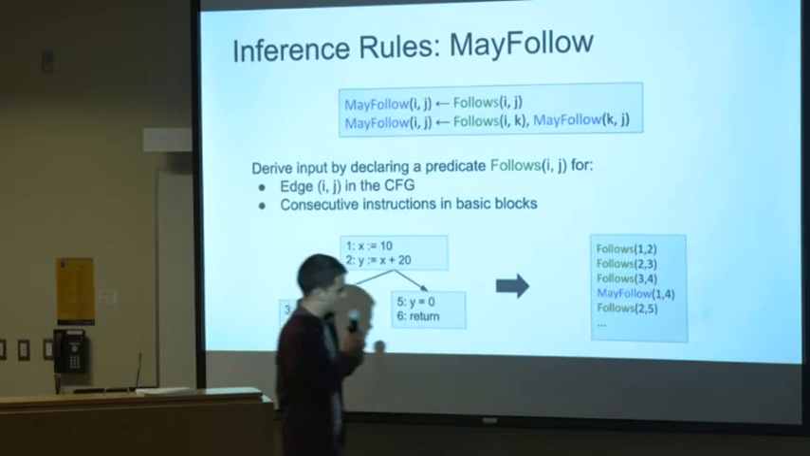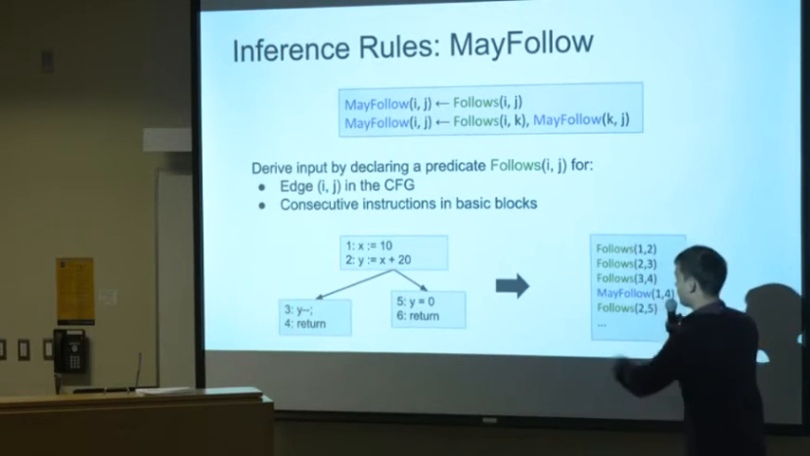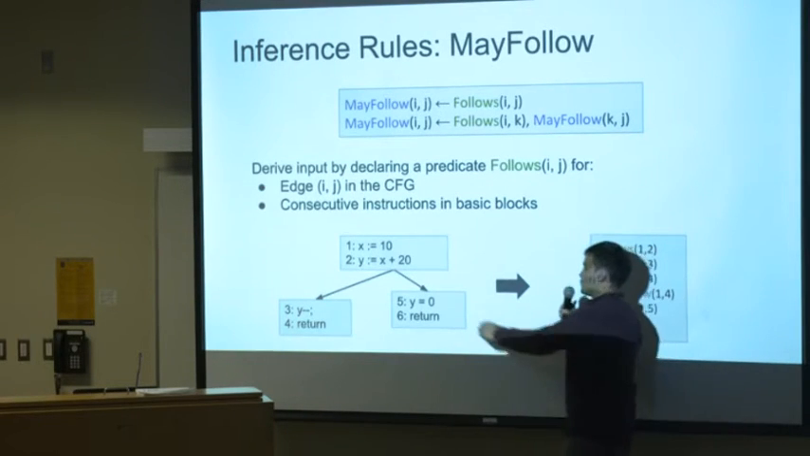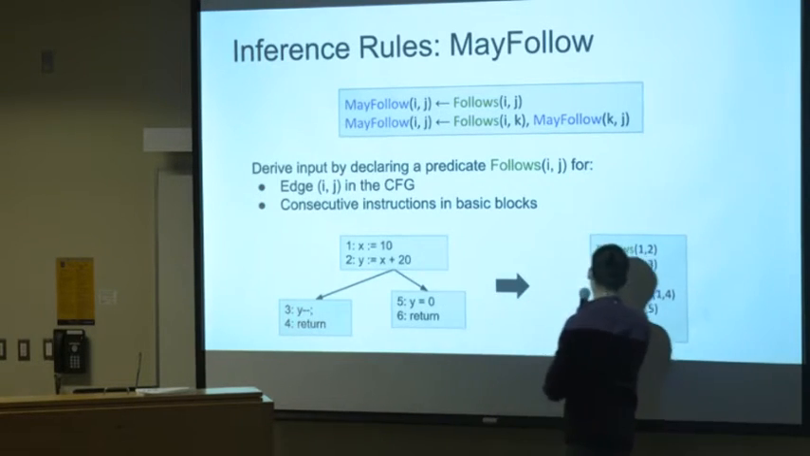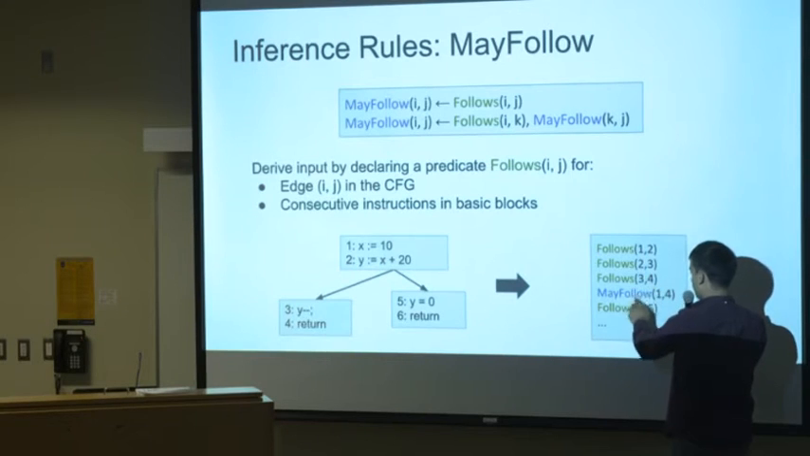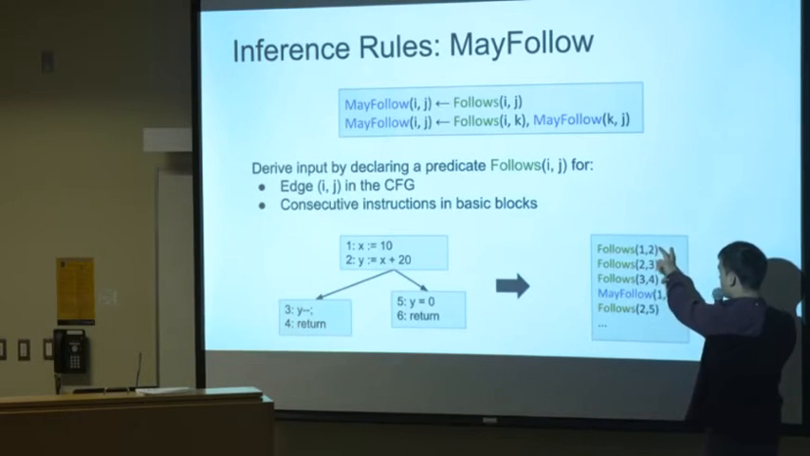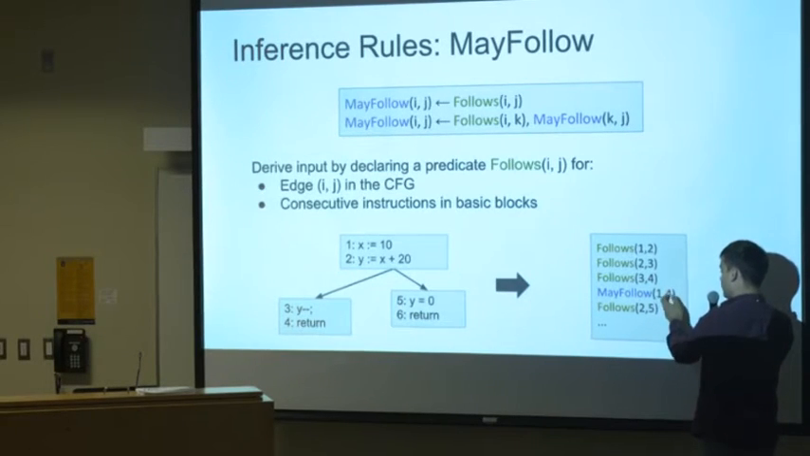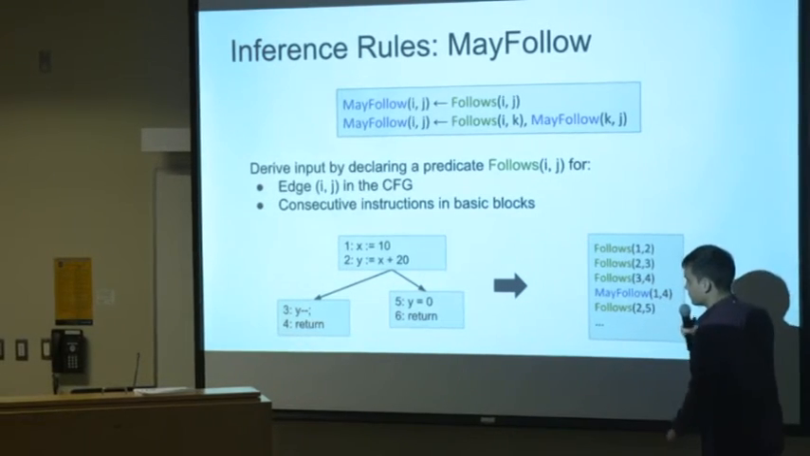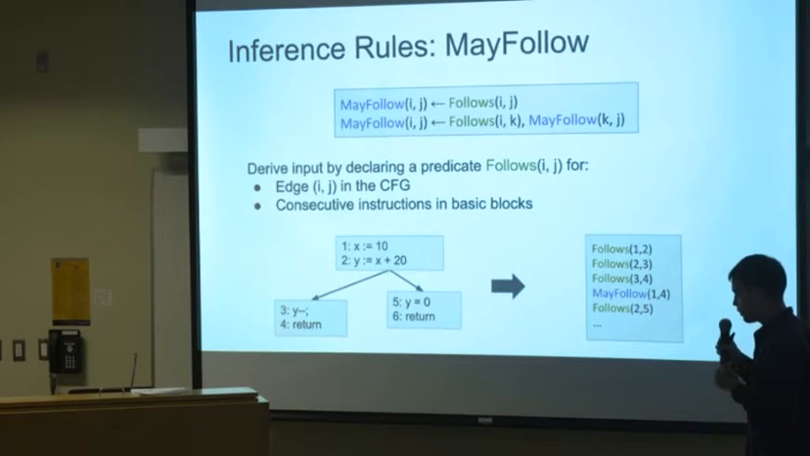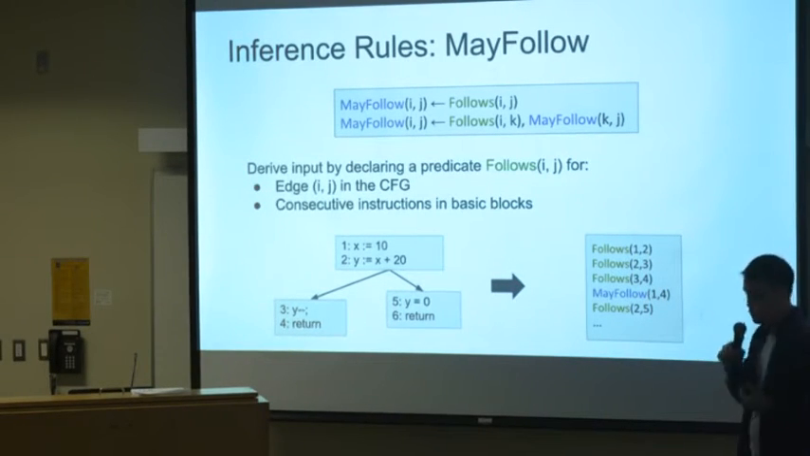So I have a small example here. The instruction at the program counter 2 follows the 1. This is obvious because it is right after. You have the third follows the second, and the 4 follows the third. And from this already you can infer that 4 may follow the first instruction. So you have this kind of dependency, and you can see that already you have a more global overview of your contract.